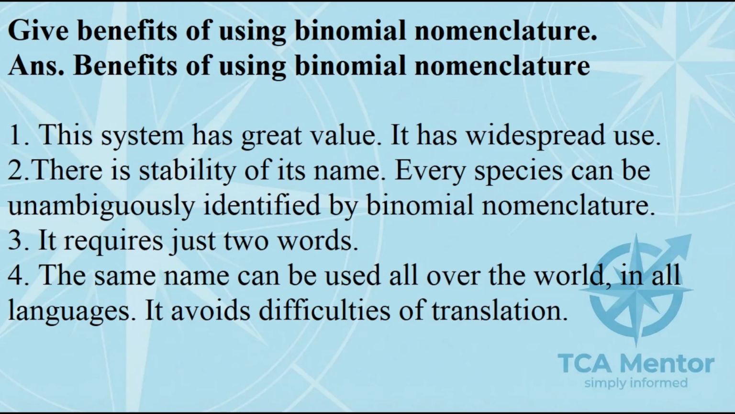Give benefits of using binomial nomenclature. ANS. Benefits of using binomial nomenclature: This system has great value. It has widespread use. There is stability of its name. Every species can be unambiguously identified by binomial nomenclature. It requires just 2 words. The same name can be used all over the world, in all languages. It avoids difficulties of translation.